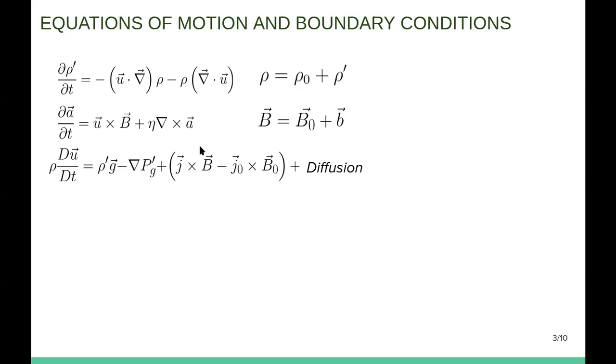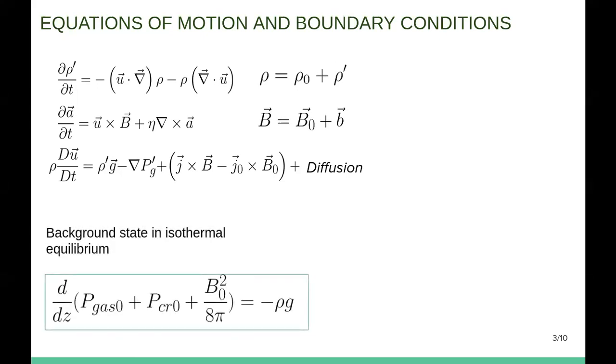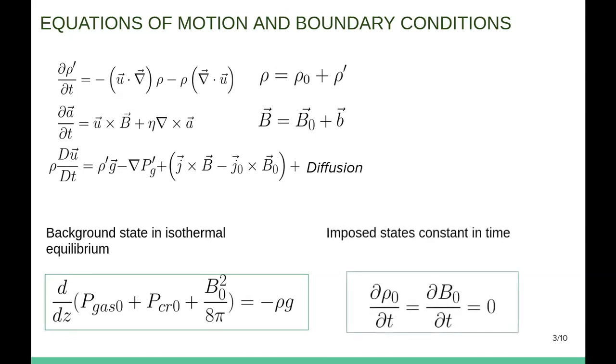First, we initialize a background state ρ0 and b0 for density and magnetic field. These are functions of Z and are assumed to be constant in time. What we are evolving is the deviations from this background state at each time. When we initialize ρ0 and b0, we force them to be in a state of magnetohydrostatic equilibrium with the chosen gravitational profile by choosing the correct parameters and correct temperature. And this is an isothermal system.